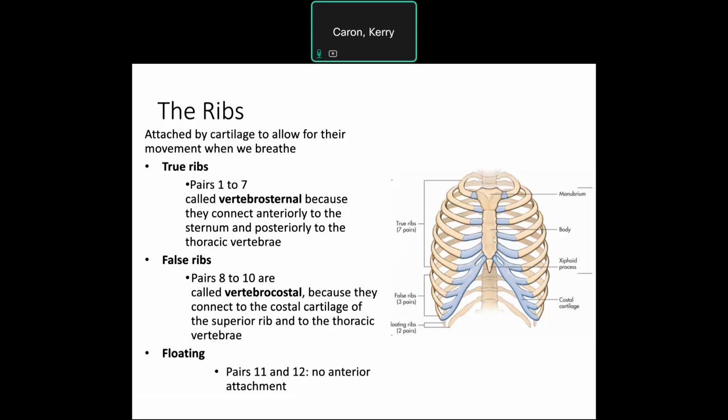Okay, false ribs are vertebrocostal. So costal, vertebra, you see the root there. They are pairs 8 through 10. Costal means ribs, but it connects to the cartilage and not directly to the sternum itself. And then floating ribs are 11 and 12, and they have no front or anterior attachment.